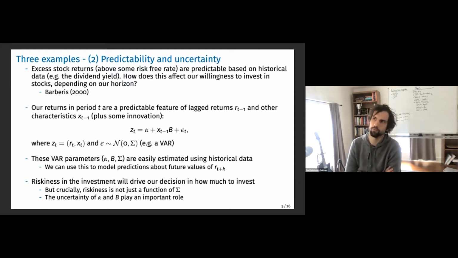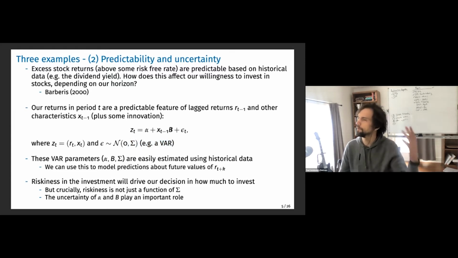There are some famous results saying your horizon on your portfolio shouldn't affect how much you're willing to invest in stocks. And the idea was to say, look, our returns in period T are a predictable feature of lagged returns and other characteristics. So the idea was to write this down as a VAR, a vector autoregressive system. So we have Z_t, which is R_t and X_t, where X_t are these other characteristics I was describing.